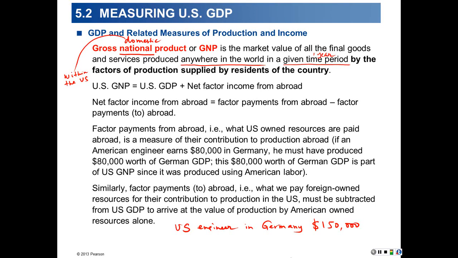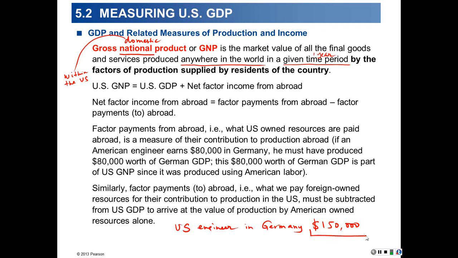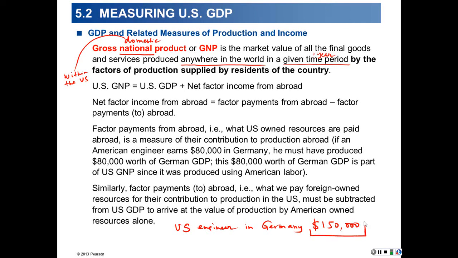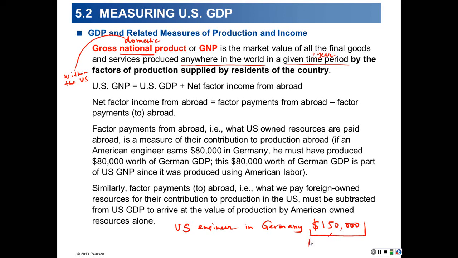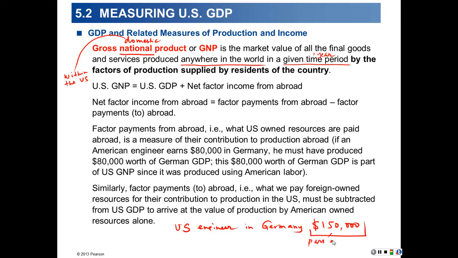Their contribution to production. So we can basically say that this $150,000 is the contribution of that American engineer to production in Germany. So this then is part of US GNP. Right? Now let us look at the reverse of this.